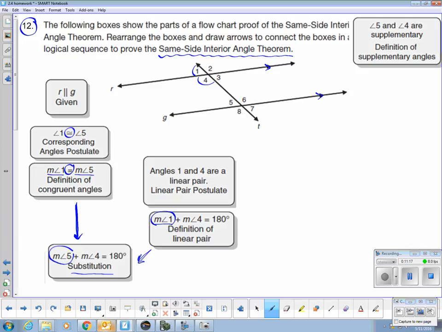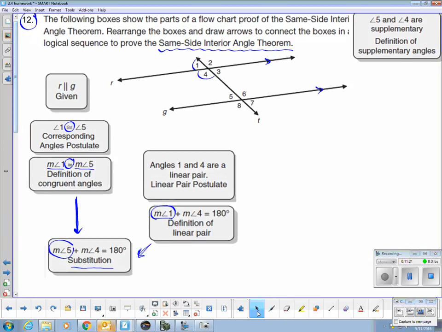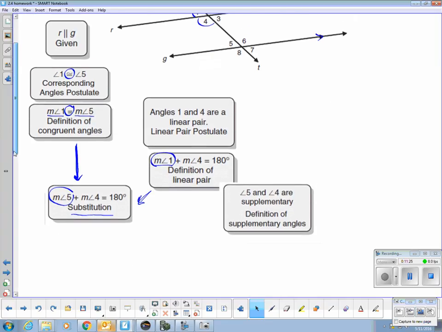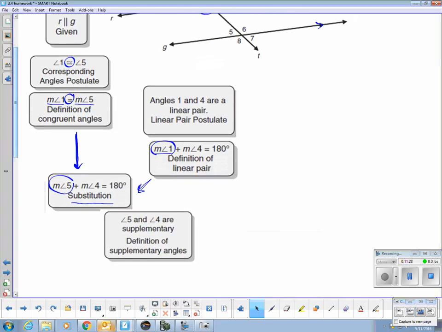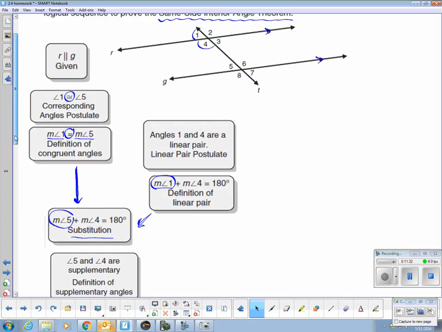So therefore, if 5 and 4 are equal to 180 degrees, then 5 and 4 must be supplementary angles. So let's go back and draw in our arrows for the rest of the flow proof chart.